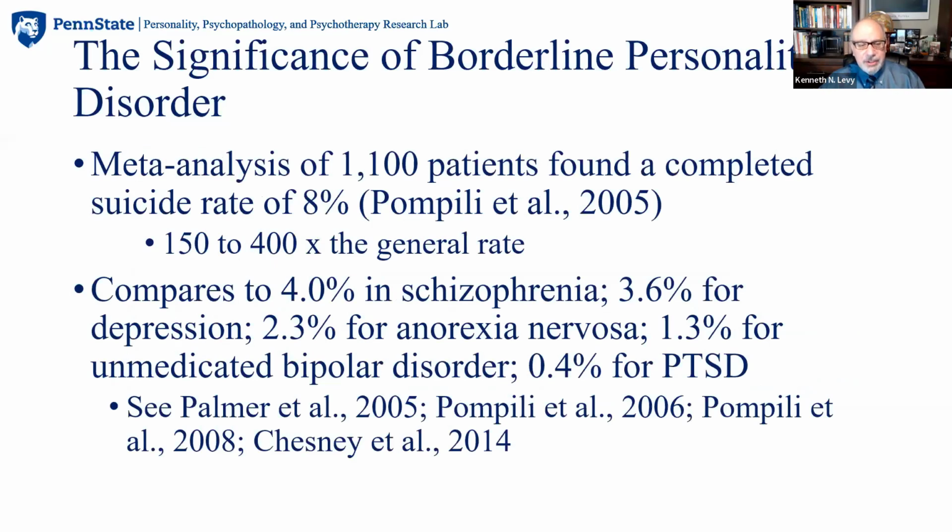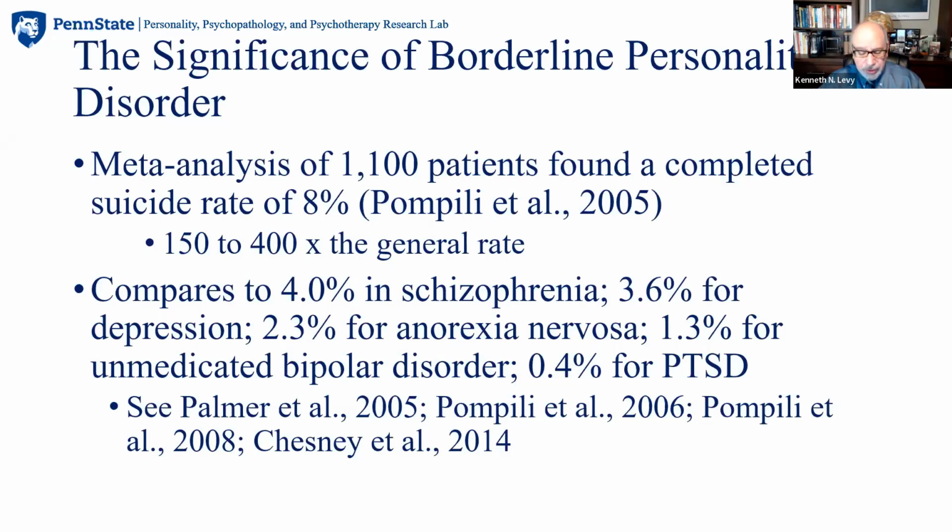A meta-analysis of 1,100 patients found an 8% suicide rate, and that compares to other disorders like schizophrenia, depression, anorexia, unmedicated bipolar disorder, and PTSD as very high. And so often when we think about suicidality and risk for suicide, we think about depression, which certainly makes sense at an associative level, but the rate of completed suicide is actually much higher for people with borderline personality disorder.